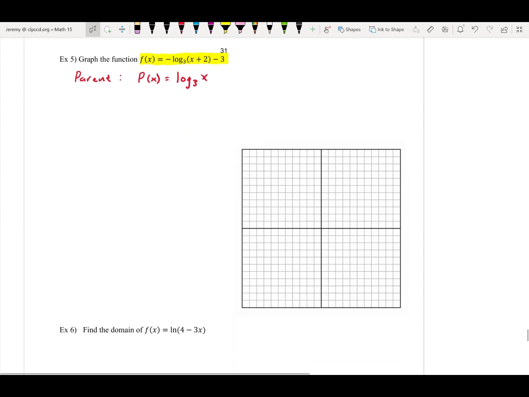So I might quickly sketch what that looks like. I have this one memorized. So 3, 1 is an ordered pair. We also have 9, 2. Put in 1/3, I get out negative 1. So anyway, the parent graph looks something like this.